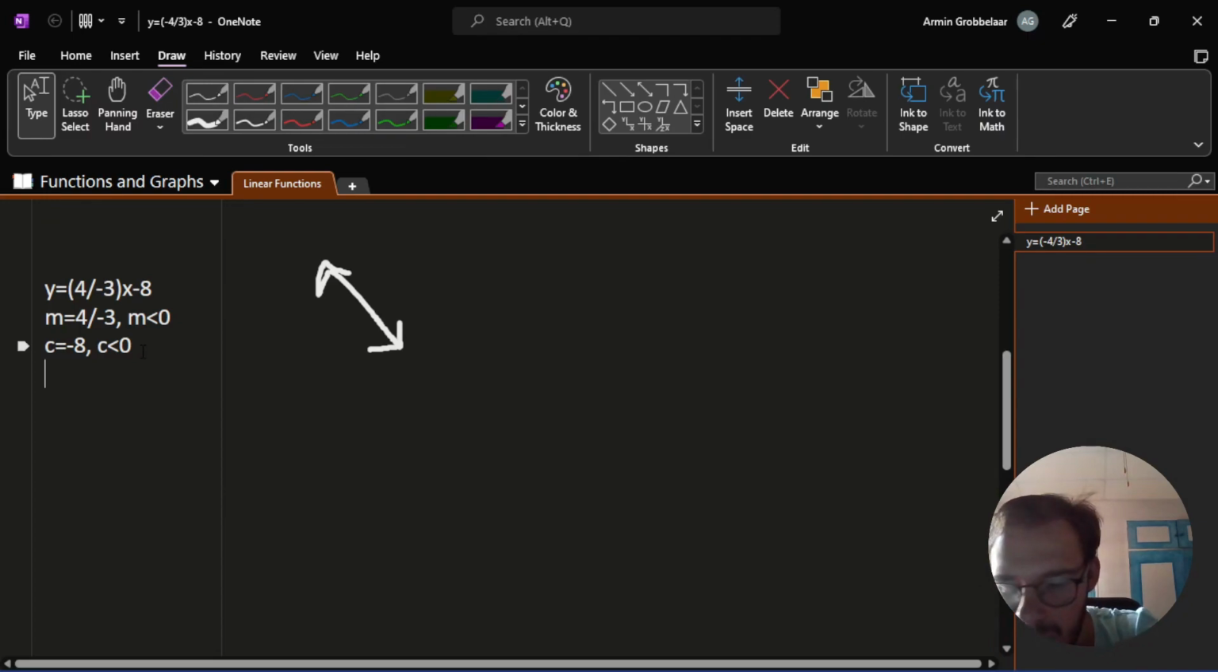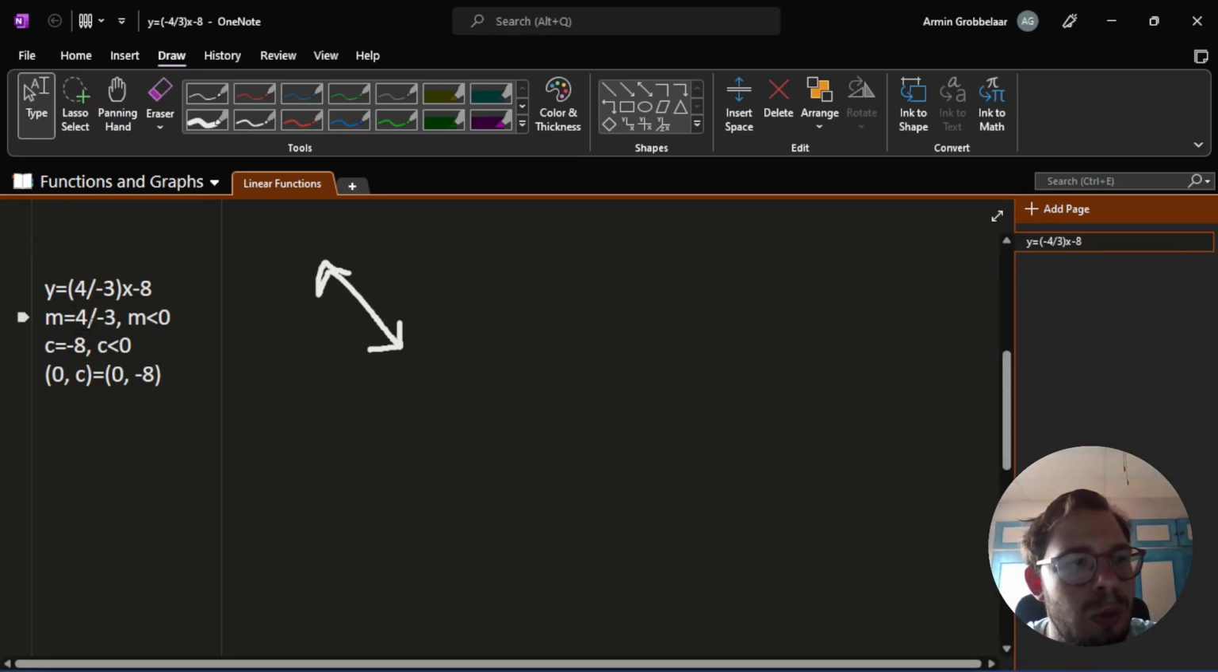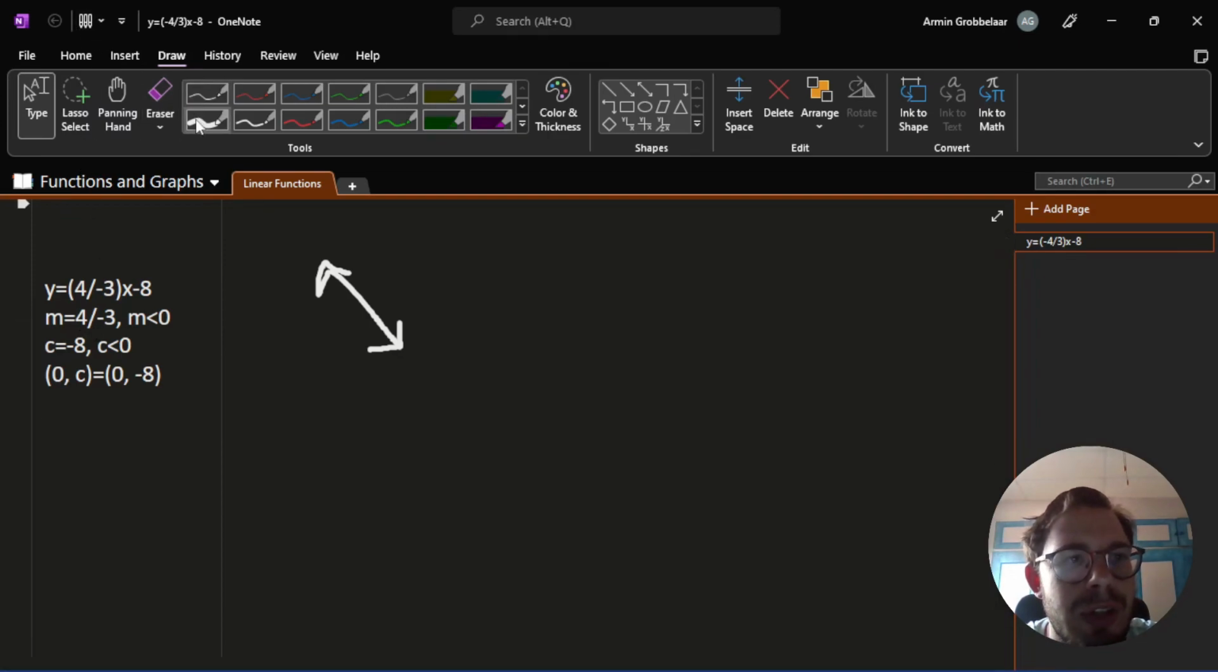So for this method, I explained the method in the previous video. So this is just some extra examples. So we need 1 point and we need m. So the easiest point is 0, c. So that's equal to 0, minus 8. And we need m. And m is equal to 4 divided by minus 3.